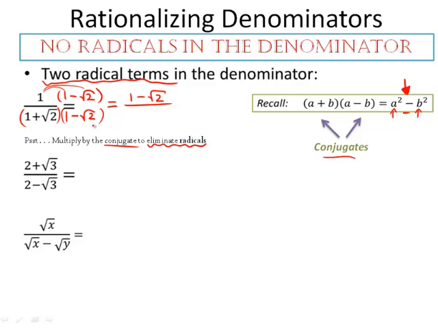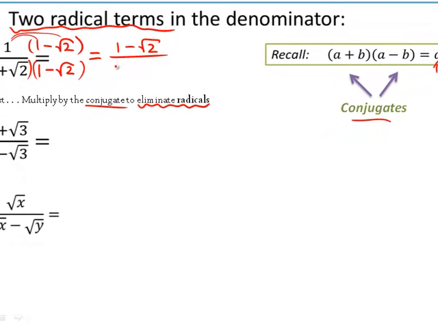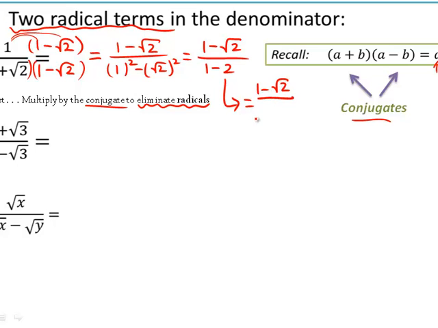Sure, you could go ahead and multiply everything out, but at this point in the course, you should be familiar with this formula. So let's take it using the formula. We take our first term squared minus our last term squared, which leaves us with 1 minus 2. And in the numerator, we have 1 minus root 2. So that gives us 1 minus root 2 over, and 1 minus 2 is negative 1.